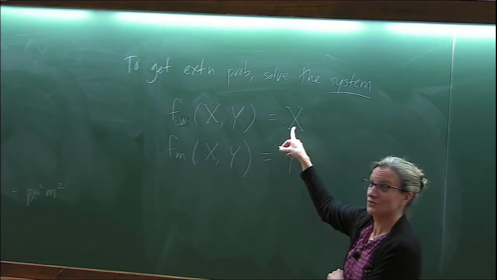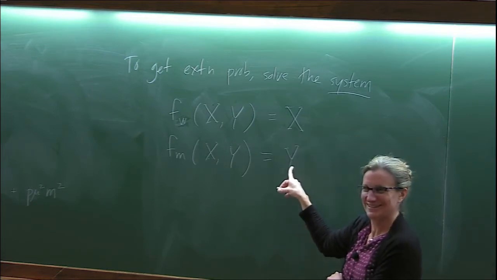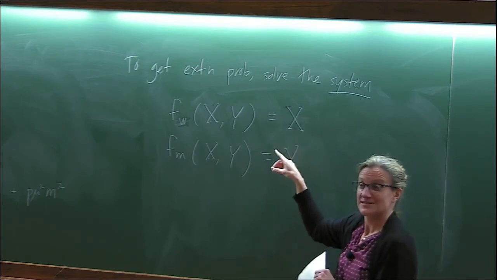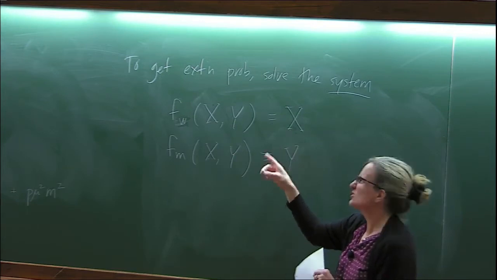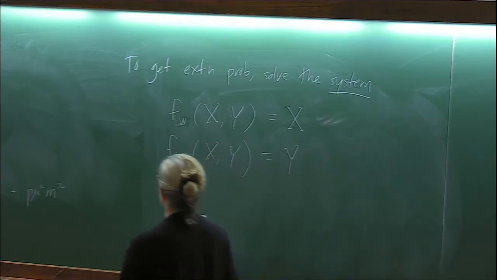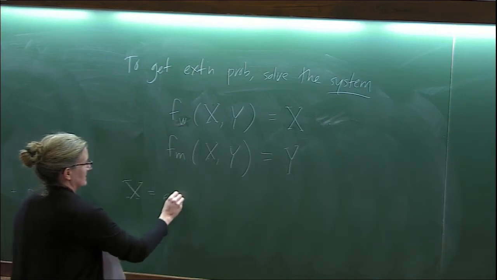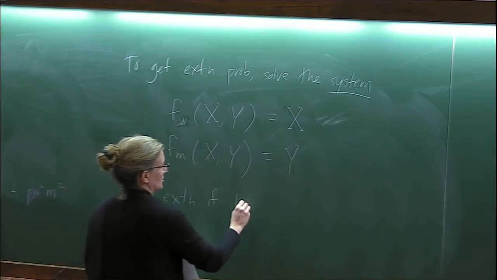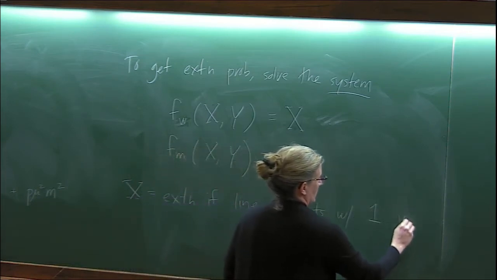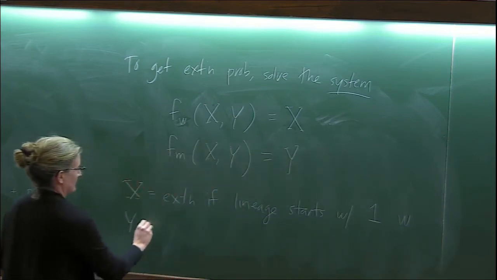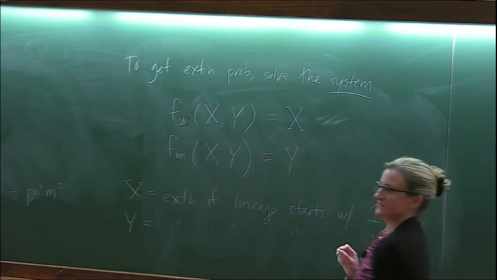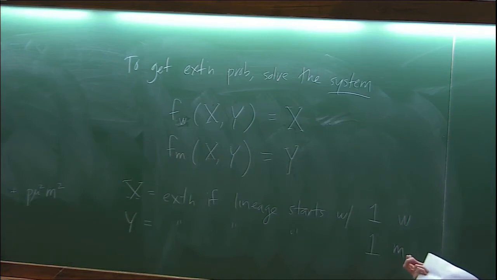Sorry, don't write that down. Wild type, mutant. Yeah, but you have to solve them simultaneously and find them both. But then you usually only care about one, or often. So let me actually write a whole new line. X, extinction if the lineage starts with one wild type, and Y, extinction if the lineage starts with one mutant individual. So you get 2 extinction probabilities. They're often very different.